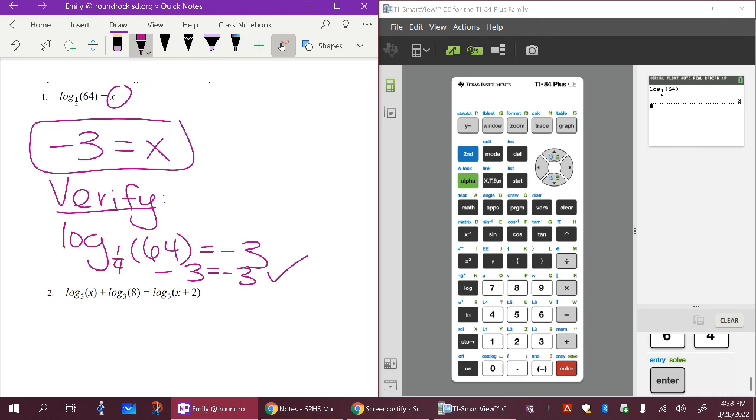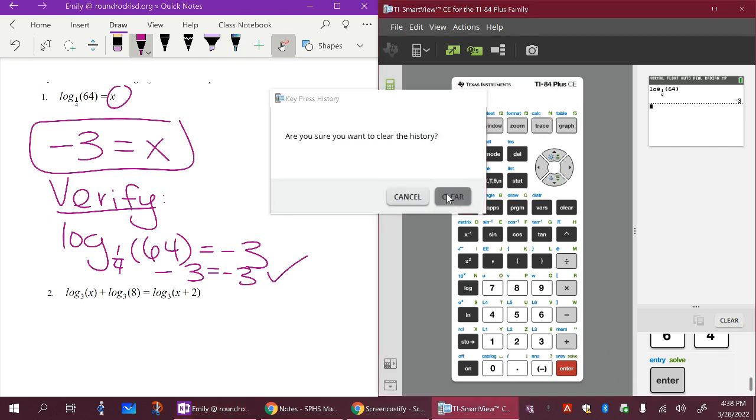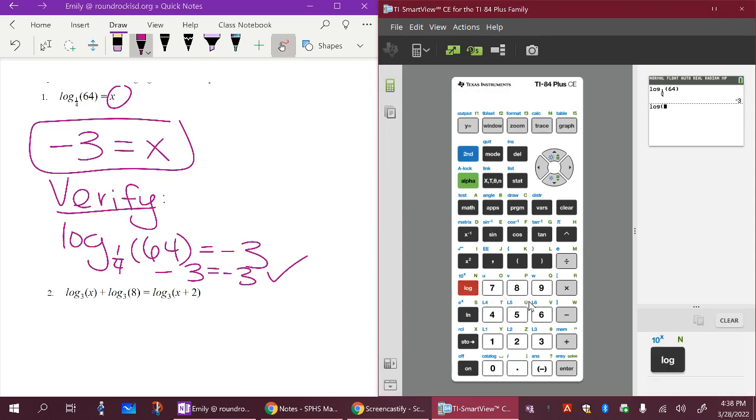You can use change of base, which means that instead of all that, we would have typed in log of 64 divided by log of 1/4, which is still -3. Or we can also use Desmos. That's also an option.